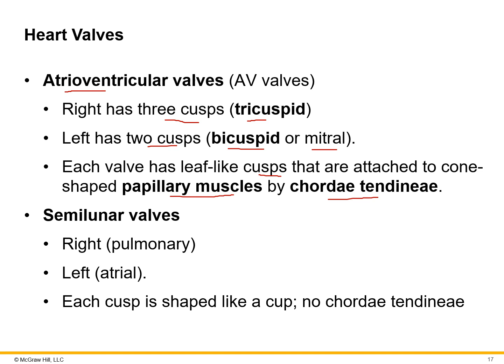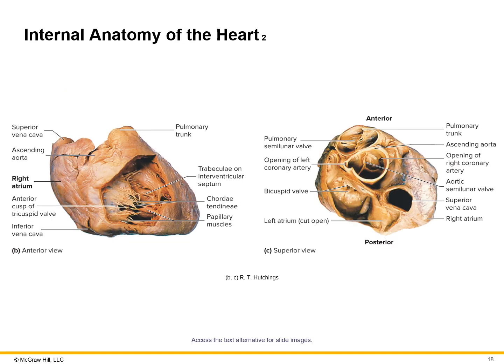Now, the semilunar valves are going to be the valves leaving the ventricles. The right semilunar valve is the one exiting to the pulmonary trunk. The left semilunar valve is the one going into the aorta, called the aortic valve. Each of these cusps is also shaped kind of like a cup. However, there are no chordae tendineae attached to them.